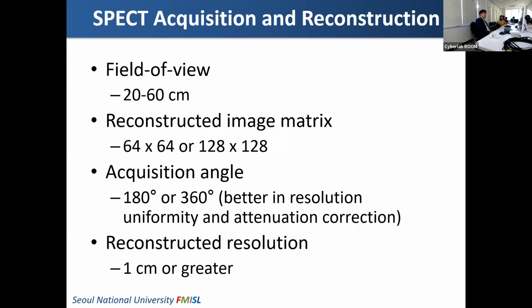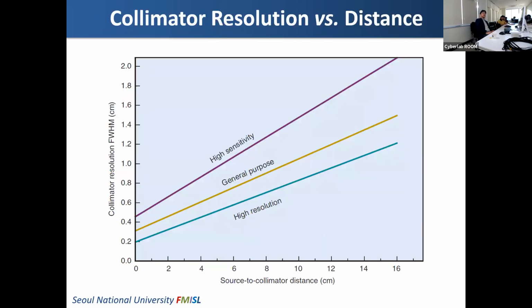The acquisition angle you can choose between 180 or 360 degrees. The 360 degree acquisition yields better resolution uniformity and better attenuation correction, but 180 is also possible. The reconstructed resolution of SPECT is almost 1 centimeter. That is mainly because the collimator limits the spatial resolution of SPECT. So we should understand the relationship between distance and collimator resolution.